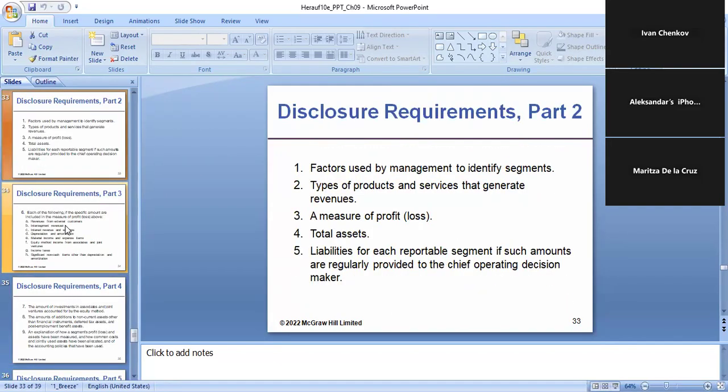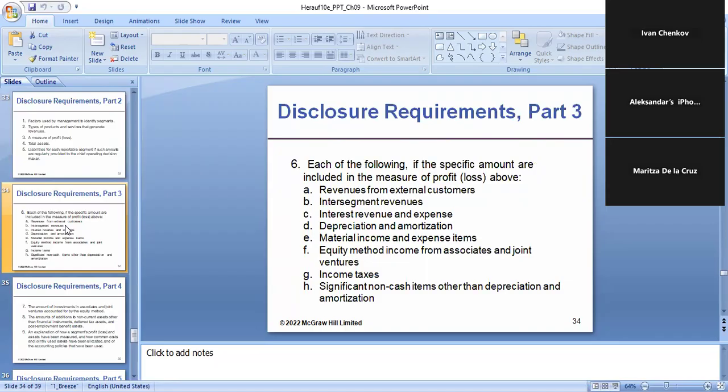What are the disclosure requirements? Factors used by the management to identify the segments. Types of products and services that generate the revenue. A measure of the profit and loss. Total assets and liabilities for each of the reporting segments. We have to disclose those.